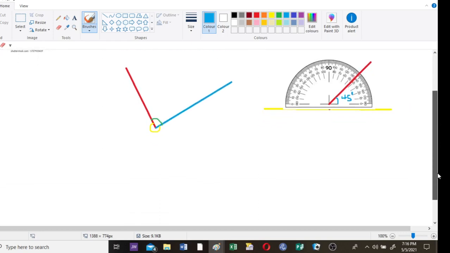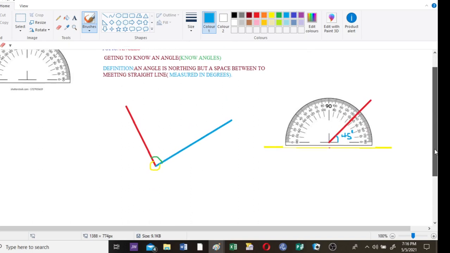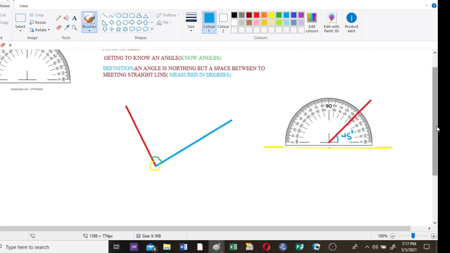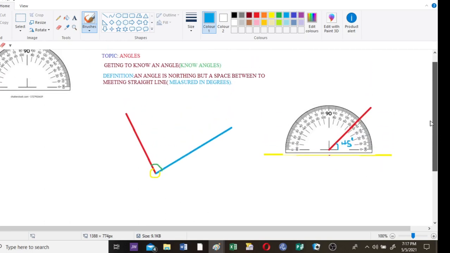We can also look at another example. So this is a 45. We can use the same protractor that we've put here. So this is 45 that we've drawn. Now suppose we want to draw an angle of 140. How do we do that? So an angle of 140, we'll use the same thing.